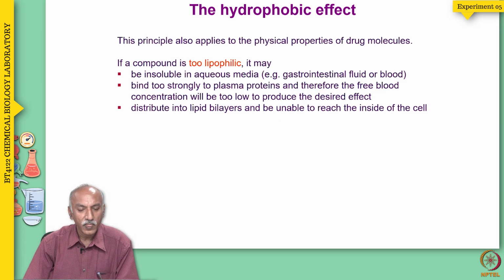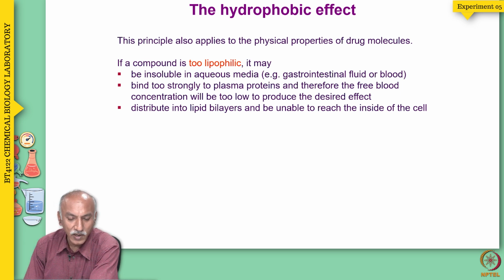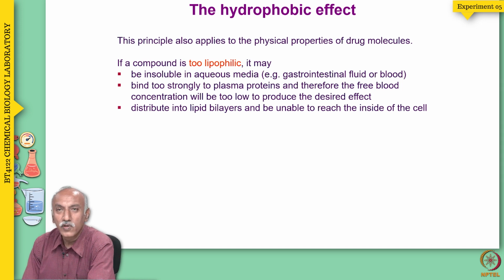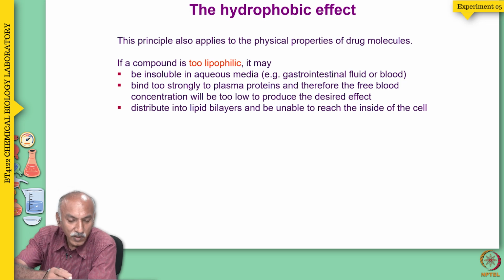And on hydrophobicity, whether the molecule is too lipophilic or too hydrophilic. If it is too lipophilic, it will be insoluble in aqueous media, whether it is gastrointestinal or blood. It binds too strongly to the plasma proteins, and therefore the free blood concentration will be too low to produce its desired effect, and it distributes to the lipid bilayers and is unable to reach the inside of the cell. So, if the molecule is too lipophilic, it may enter into the cell, but it may not get distributed where it wants, and also it will not be soluble in the aqueous media. So, it will not be able to go inside the blood, because it will get excreted out very easily, and because of being too lipophilic, it will bind too strongly to the plasma protein.